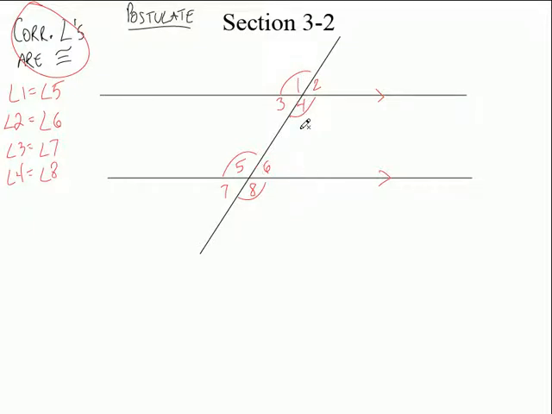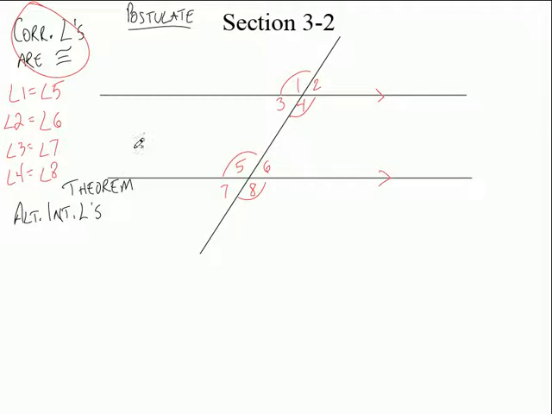But let's look at some relationships. Look at 4 and 5. What's the name of the relationship between 4 and 5? Right, alternate, and I'll shorthand it like this: alternate interior angles. What do you think is true about alternate interior angles then? 4 and 5, they're congruent. That's right. So this is not a postulate, though. This is a theorem. A theorem means it's always true, but it can be proven.